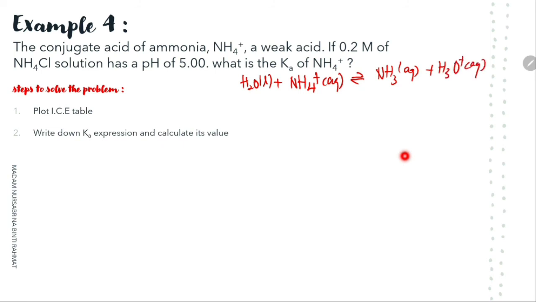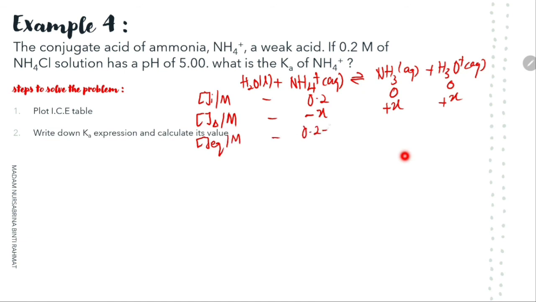We plot our ICE table in terms of concentration. The original concentration of NH4 plus is 0.200, and for both ammonia and H3O plus it is 0. Changes are in terms of X, using the ammonium ion: negative X for ammonium, positive X for both ammonia and H3O plus. Equilibrium is simply initial plus changes: 0.2 minus X for ammonium ion, plus X for ammonia and plus X for hydronium ion.